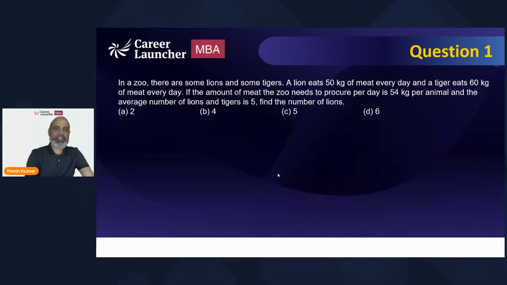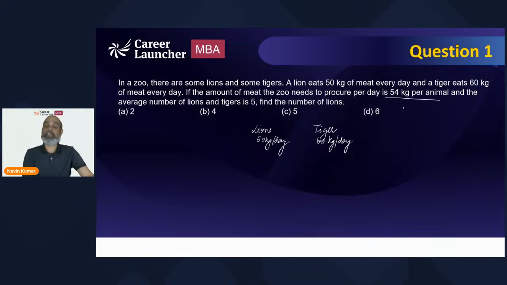Okay. So if we talk about lions, they eat 50 kg of meat per day. And if we talk about tigers, each tiger eats 60 kg of meat per day. And per animal, the average kg of meat is going to be 54 kg per day, right? So I'm using allegation here because we have two quantities and their average is given.